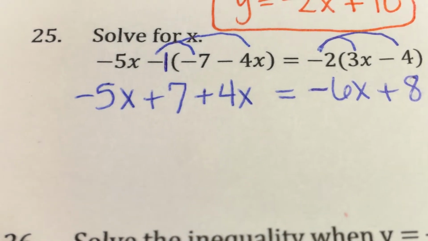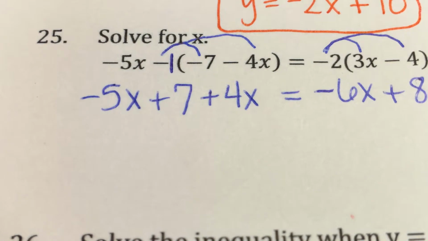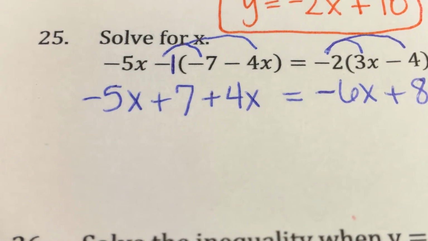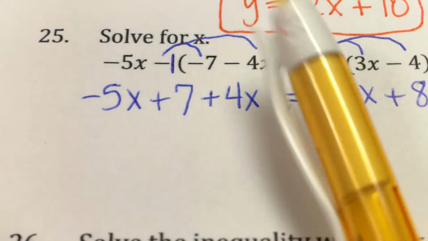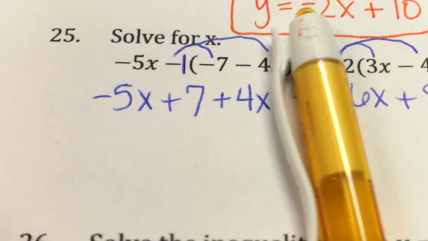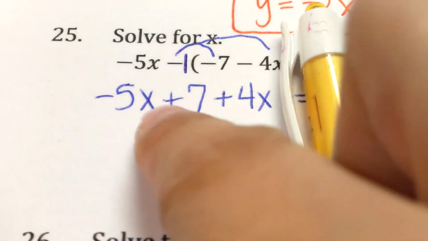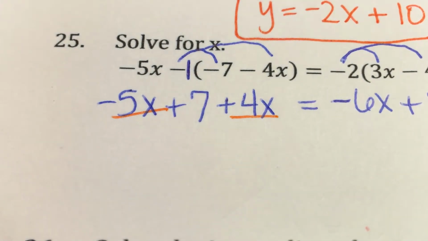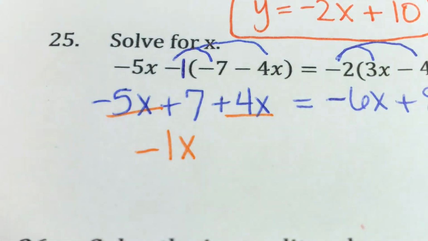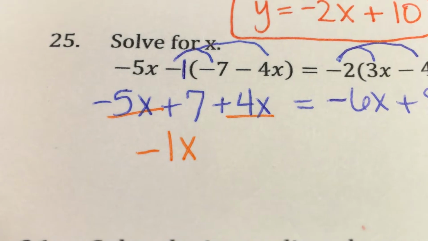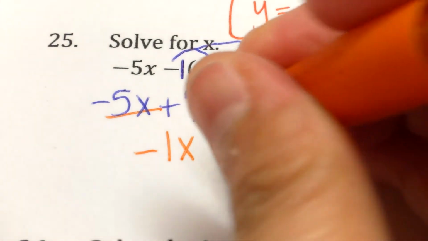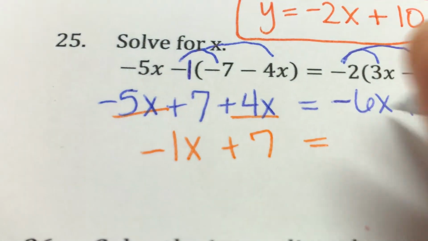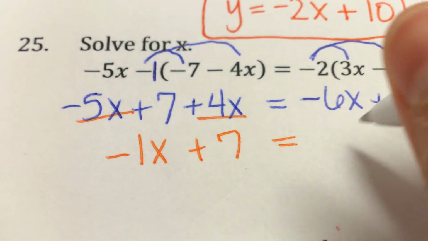Now, after I do the distributive property, you have to combine like terms on either side of the equal sign. So here, do I have any like terms on this side? Yes, I do. I have the negative 5x and the 4x. We're going to combine those. So that becomes negative 1x. Not 9. They're different signs, so you're going to subtract. And then we bring down the plus 7 equals, there's no like terms on that side, so we'll just bring it down.